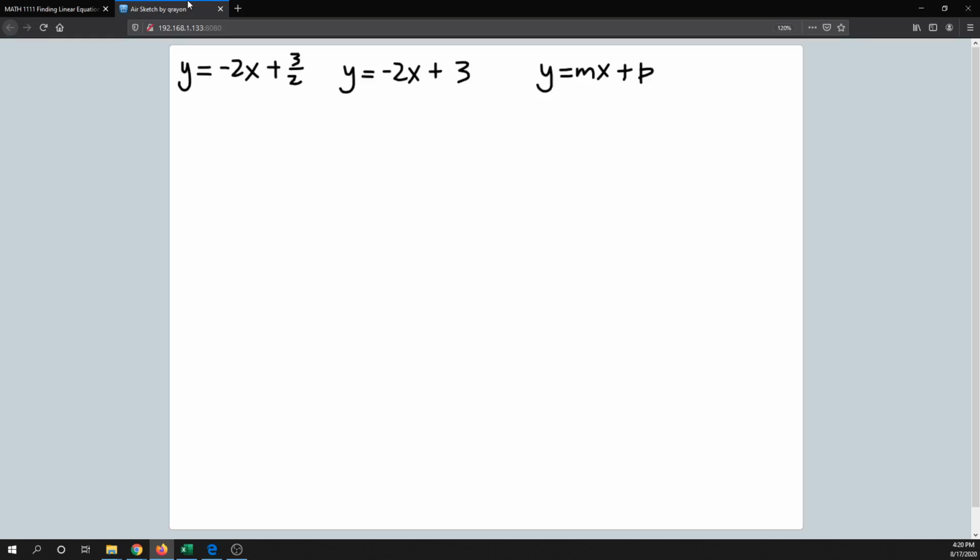And so it's very easy to tell the slope of a line that's written in this format because it's the number with the x. So the slope of this line is negative 2. And looking at this other line over here, the slope is also negative 2, because it's written in the slope-intercept form, and that is the number with x. So these two lines have exactly the same slope. So therefore they are parallel.